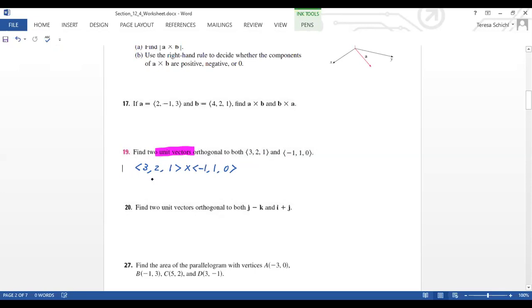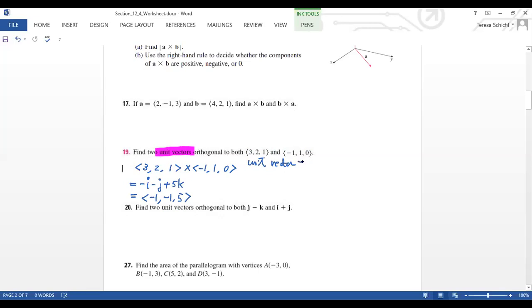I'm not going to go over the math of how to do the cross product; I assume you know how to do that. After I do that, this is what I got: -i - j + 5k, so the vector (-1, -1, 5). This vector is perpendicular to both (3, 2, 1) and (-1, 1, 0). Now, from the first lecture, we know how to find unit vectors.